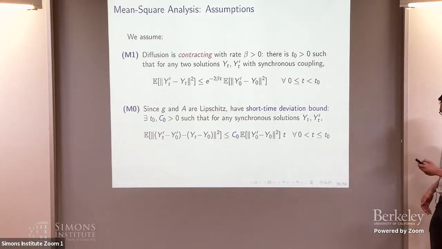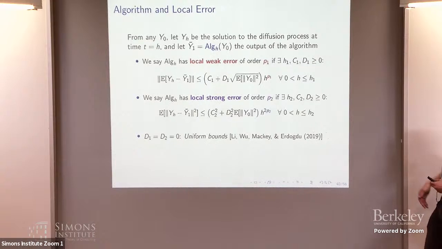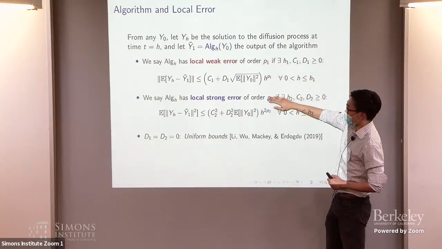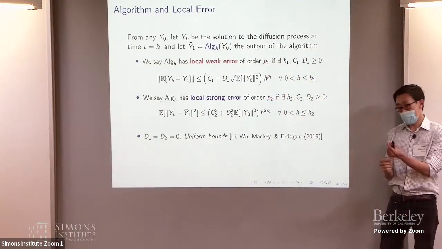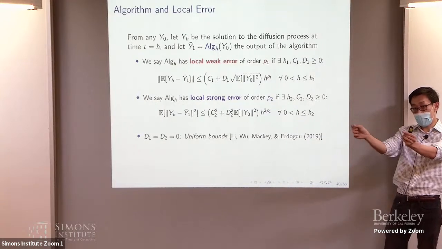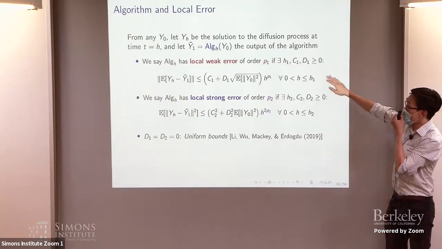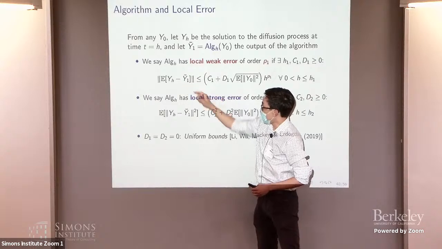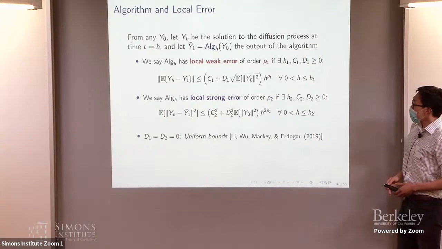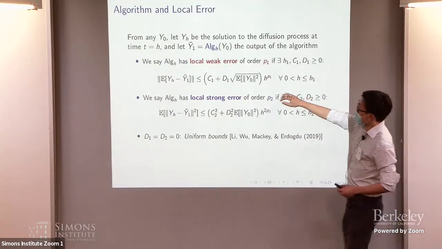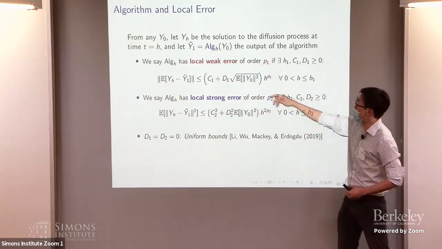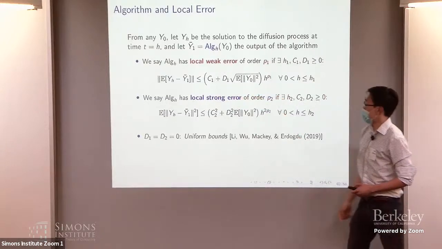And then we also have a condition on the algorithm: if I give you a discrete time algorithm, there is a notion of what's called local weak error and local strong error. This bounds the difference if you start at the same point and let a diffusion process run and let an algorithm run; you want to bound the error between these two points. The local weak error is error in the expectation, and the local strong error is error in the L2 norm. Previously, in the previous work, these constants D1 and D2 are 0, but in this more recent work that we use, we can have a weaker condition.